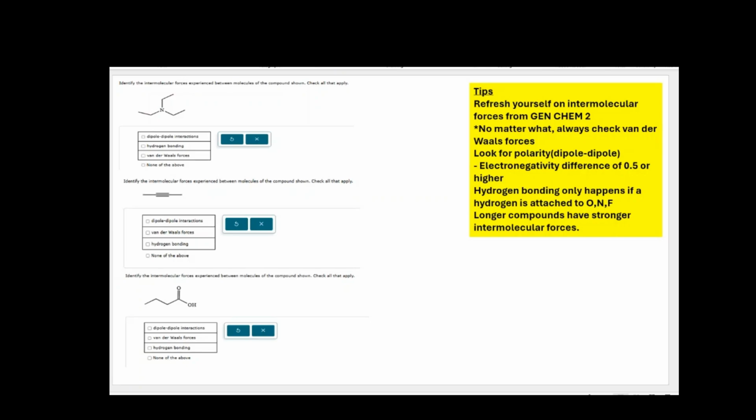Next up, I'm going to show you how to solve the ALEKS problem, identify the intermolecular forces. So what ALEKS is going to do here is it's going to show us a compound, and it wants us to identify what intermolecular forces are taking place within that set compound. And it wants us to pretty much check a box for each of the forces.